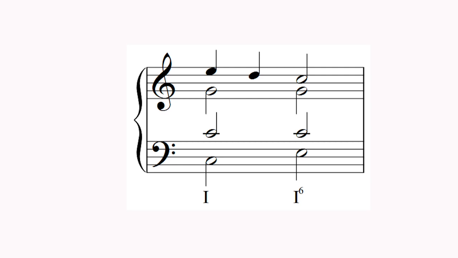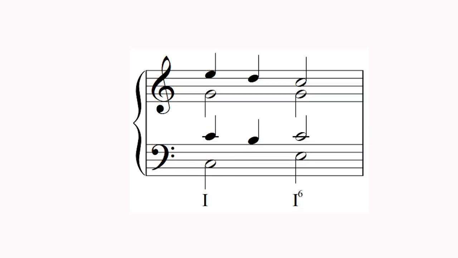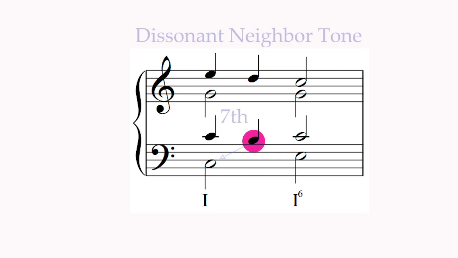But what if we added more dissonance, more departure and return? What if we added a lower neighbor tone in the tenor voice, creating the dissonance of a 7th with the bass? Here's what that would sound like. Well, that kind of works, but something's still missing.